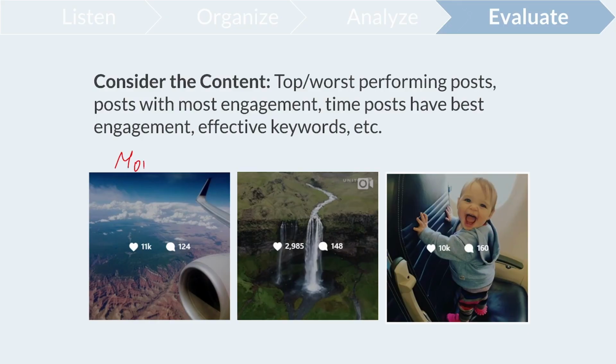That's why you need the data. Maybe this was posted on Monday, 10 a.m., and the left post and right post on Tuesday, 11 a.m., as an example.